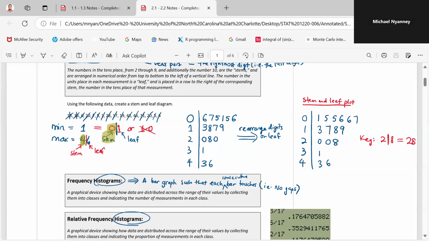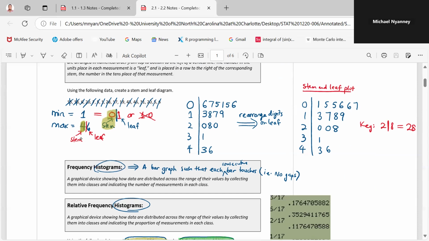The stems are 0 to 4, and you have the leaves in each stem. So you do a rough sketch like this. Then you rearrange the leaves in each stem from smallest to highest. When you pick 0 as a stem, its leaves were 6, 7, 5, 1, 5, 6. Rearranged from smallest to highest, we have 1, 5, 5, 6, 6, 7. Then this will be the correct stem and leaf diagram that you are having.